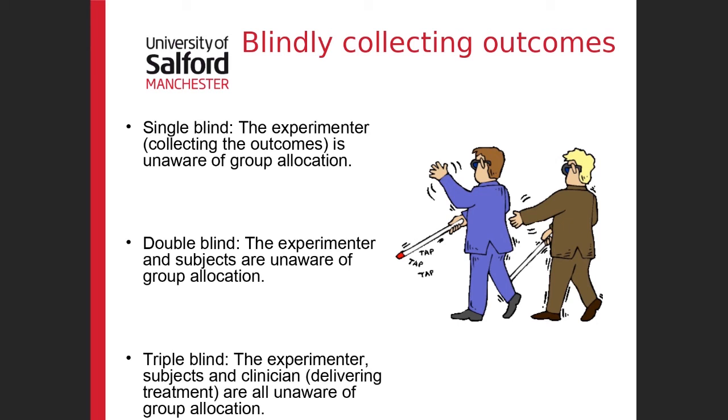And the final is called triple blinding. That's when the experimenter, the subject, and the clinician who's delivering the treatment all are unaware of group allocation. And you can sort of see that if you can achieve that triple blinding, which you would get in any sort of drug trial, any simple intervention trial, then you are minimizing the potential effect of all these confounding factors and any sort of bias that could be introduced by the way people collect the outcome measures.